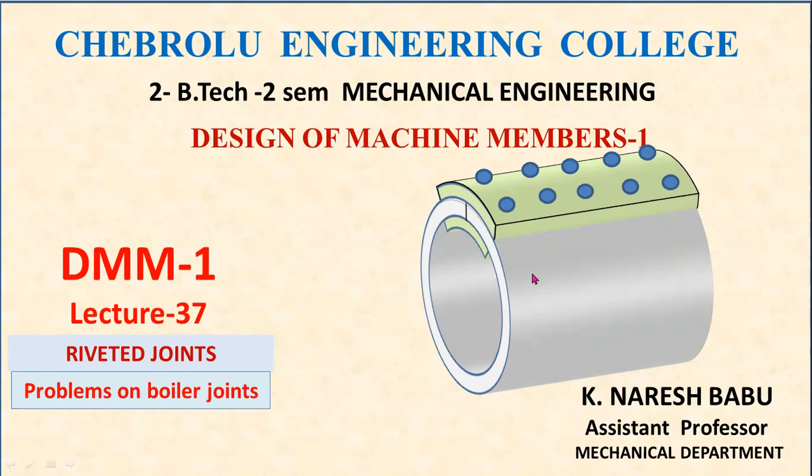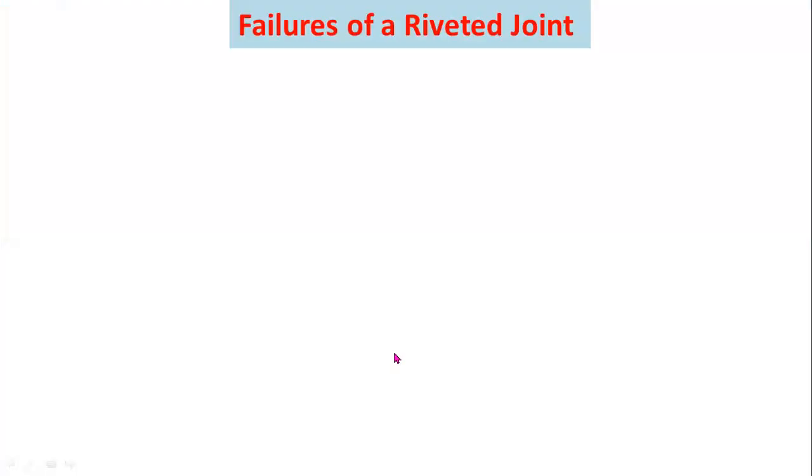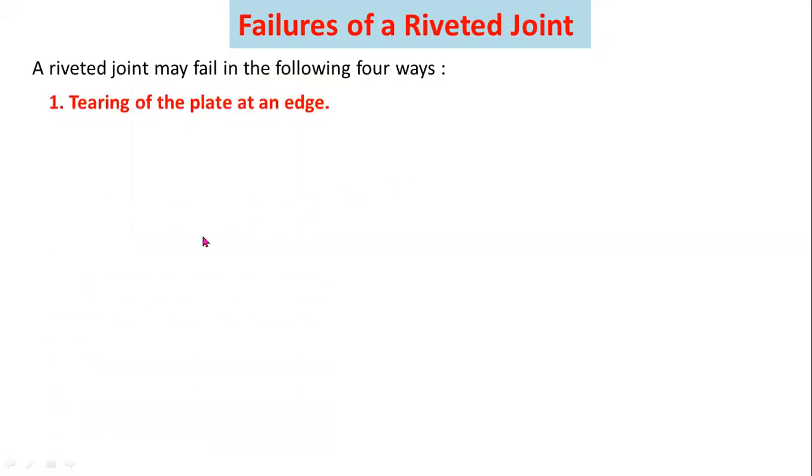In this session, I am going to explain simple problems on the design of boiler joints. Before going to the problems, first we have to know the fundamentals. Failures of a riveted joint. A riveted joint may fail in the following four ways.